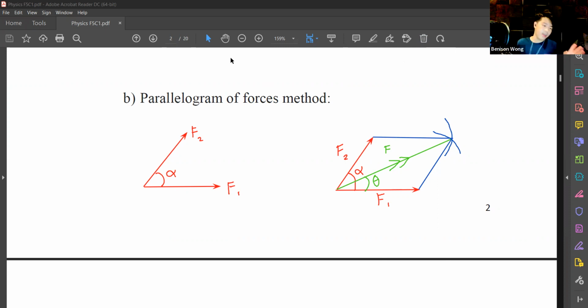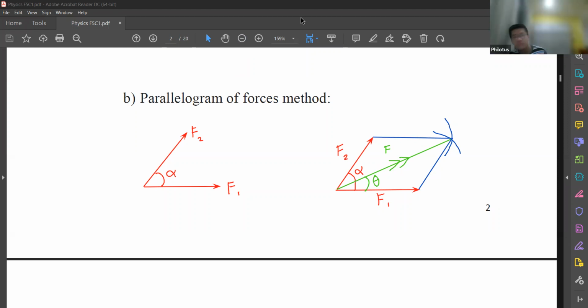Since this is our first Form 5 lesson and I don't really know you all well, let's introduce ourselves. Why not you all tell me? I'm going to go according to your names over here. You tell me why you're taking physics, or what's your dream?